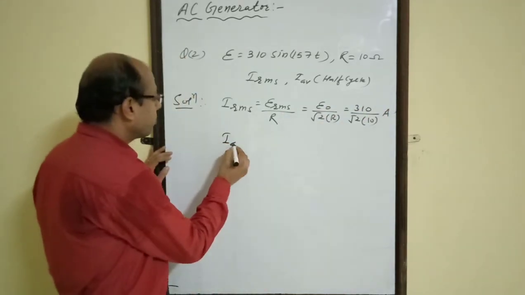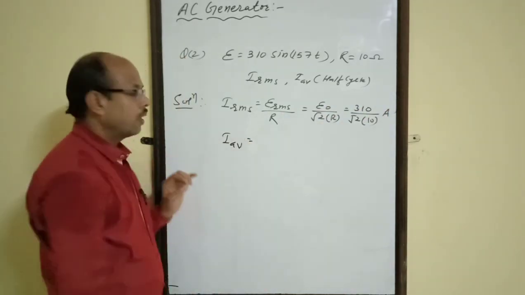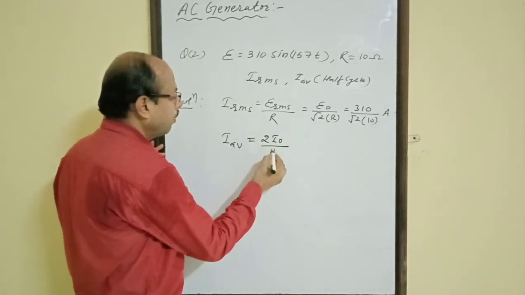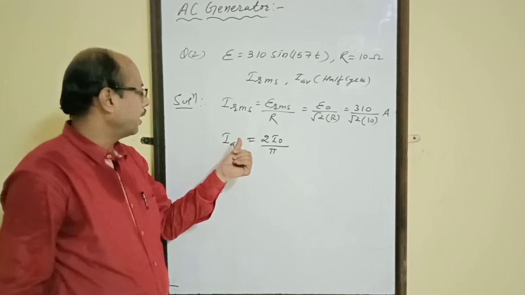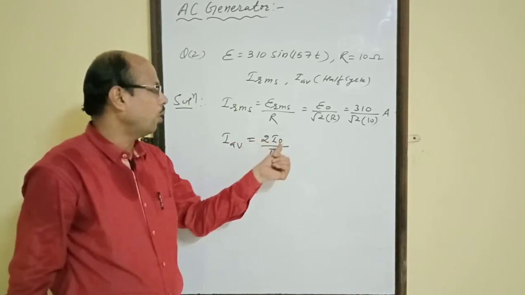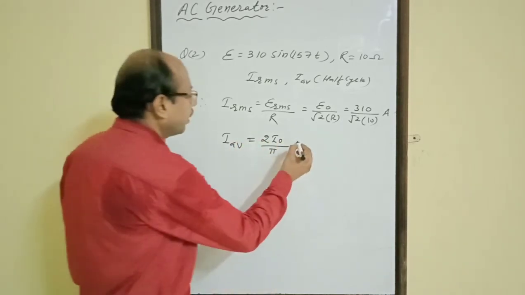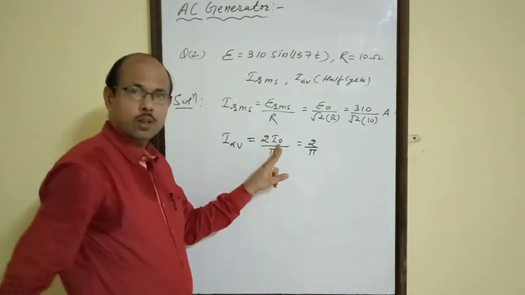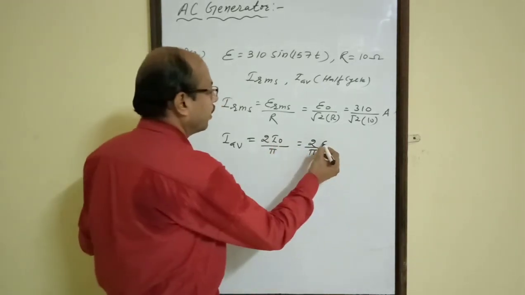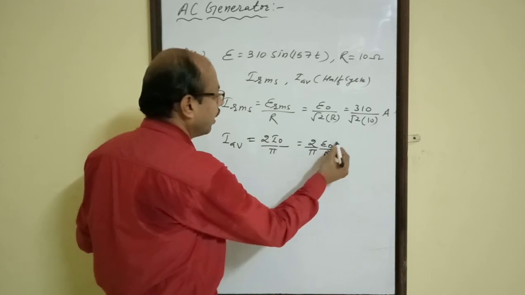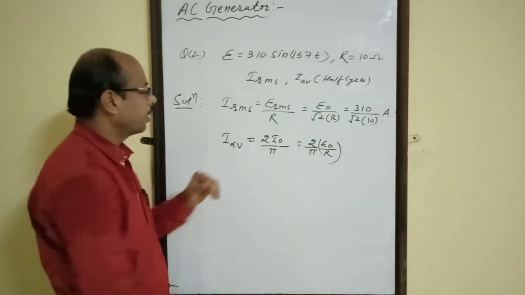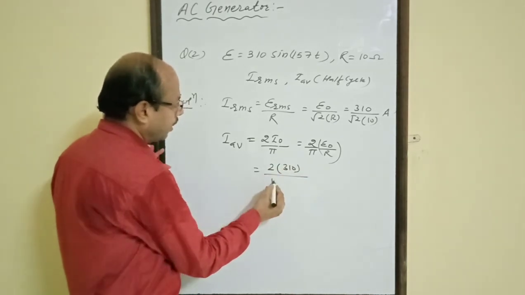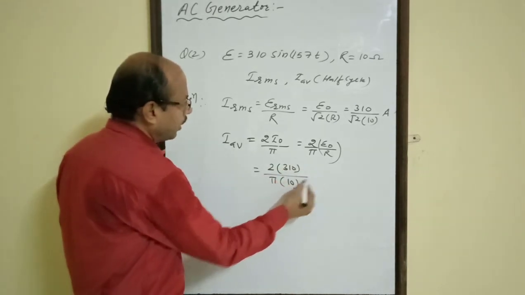I average for half cycle. I average for half cycle is 2 I naught upon pi. That we have already discussed. I average will be 2 I naught upon pi, and then we can also write 2 by pi I naught. This I naught can be written as E naught by R, and we can put the value: 2 into 310 divided by pi into 10.